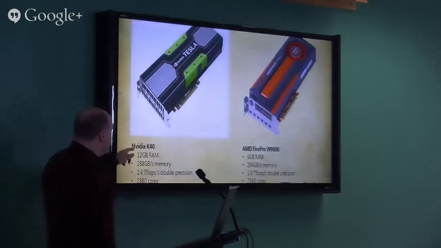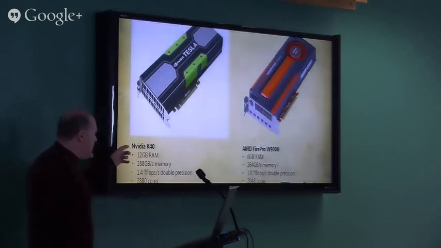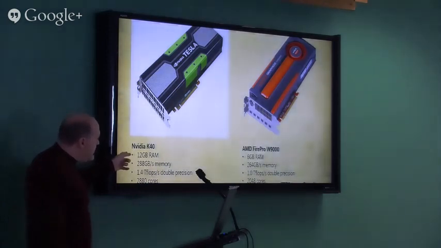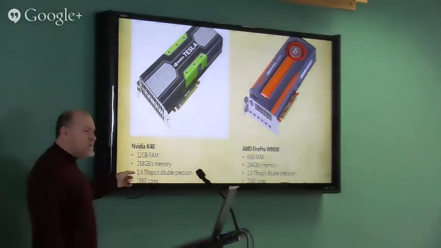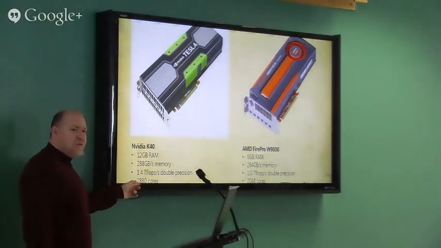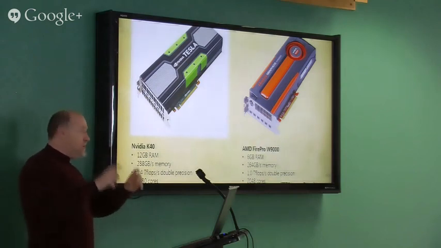So this is the new toy I just got. This is my NVIDIA K40. It's a Tesla K40, fresh off the press. 12 gigabytes of RAM, over 300 gigabytes a second of memory bandwidth. Roughly 1.4 teraflops of double precision, or a little over 4 teraflops of single precision. 2,880 GPU cores on one card.